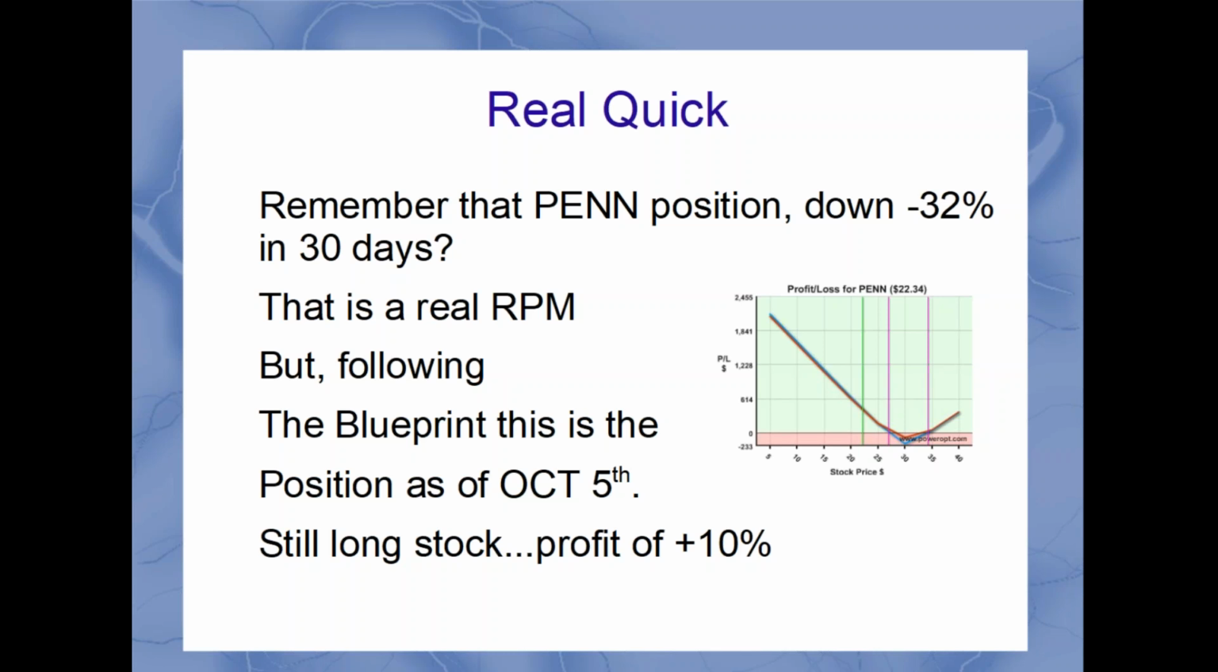Being long stock, protected initially so I couldn't lose more than 5%, the stock's down 30%, but following the rules in the blueprint, I'm at a profit of 10%, and I can manipulate this structure so that when earnings come out in 8 days, I can have a guaranteed bulletproof position of 9% with unlimited upside profit potential if Penn gaps due to the earnings coming out on November 8th, I believe.